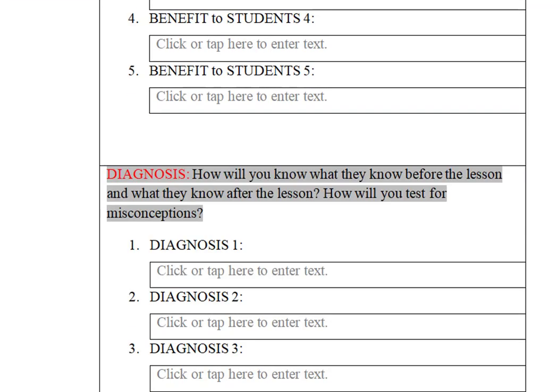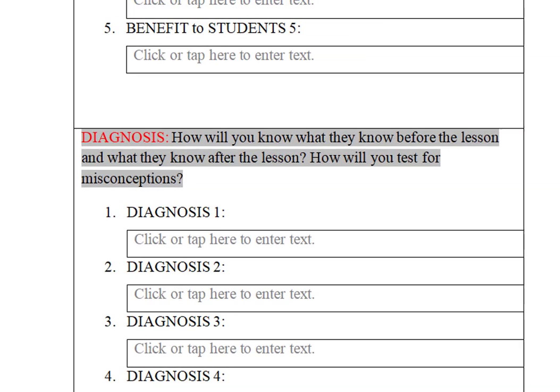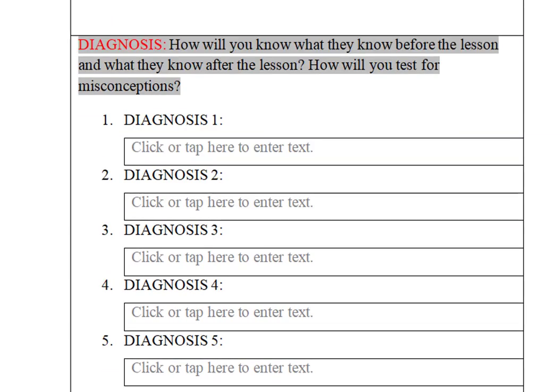Then go on to diagnosis. How will you know what they know before the lesson and what they know after the lesson? How will you test for misconceptions? So this is really key, a key part of learning. How do we know what we need to teach them as we begin the unit?